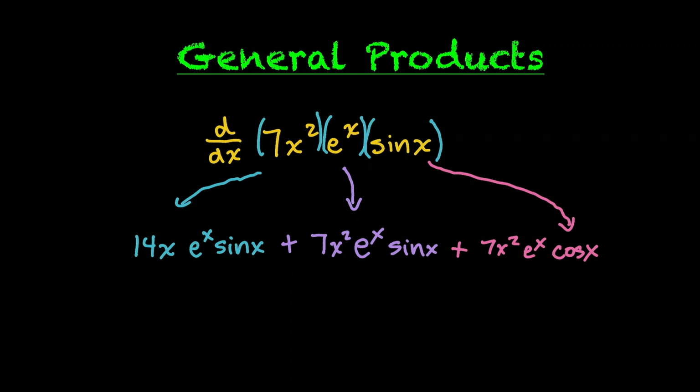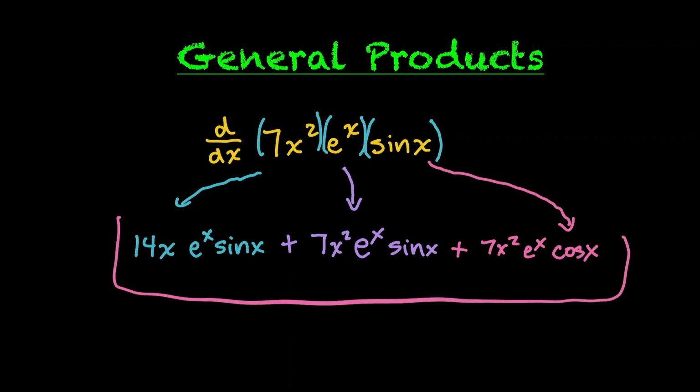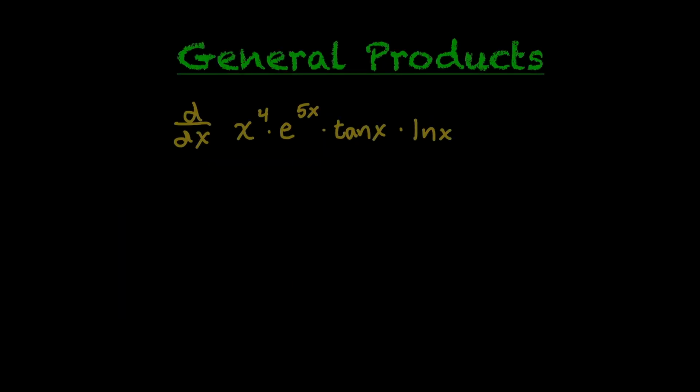So there is our general product rule, just using that general idea of taking the derivative of one function while leaving the other functions alone, and then going through all your derivatives and adding up the results. All right, let's see if we can apply that general principle to this derivative. The derivative of x to the fourth, e to the 5x, tangent of x, ln of x.